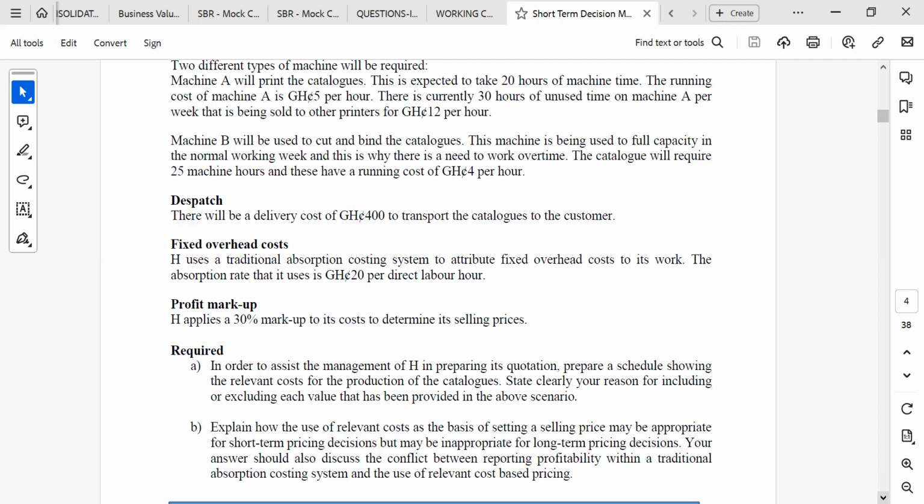All right. So let's explain how the use of relevant costs as the basis of setting a selling price may be appropriate for short-term decision pricing, but may be inappropriate for long-term pricing decisions. What we are doing over here is that we are only doing this for just a week. So if this is just for a week, this is the cost that we are going to be incurring for doing whatever you want us to do for you.